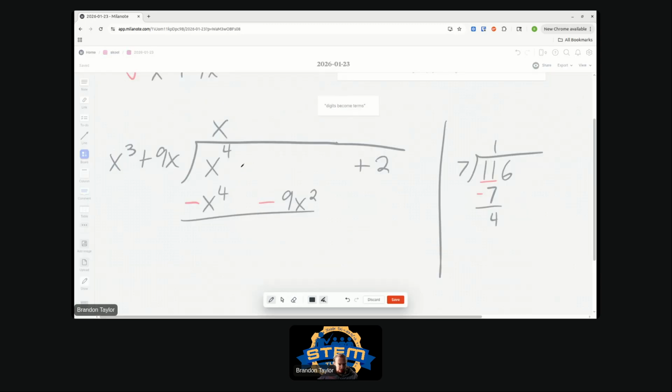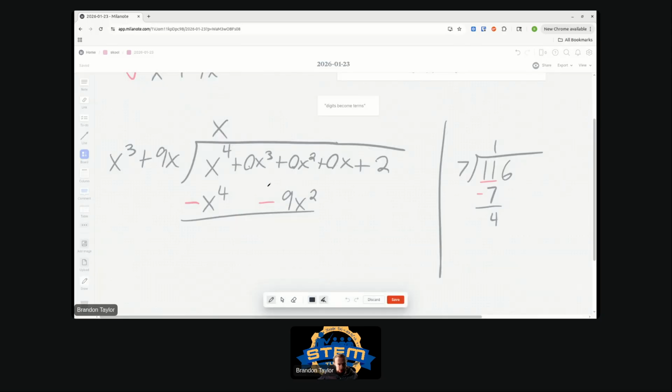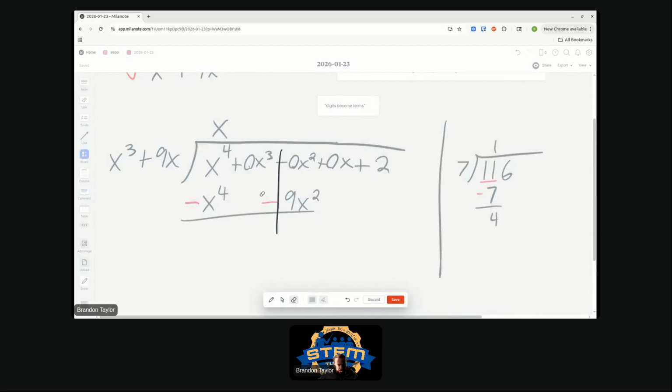So think about it like this: think about it like it's plus 0 x cubed. That's a good way to think about it, because that's kind of how it is. Plus 0 x squared plus 0 x, and that can help you line up the like terms better. The key point is that in order to subtract, you can't do 2 minus 9, for example. Those are not like terms. You can only do like terms if they're in the same column.